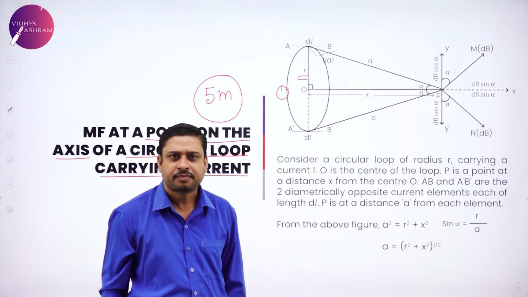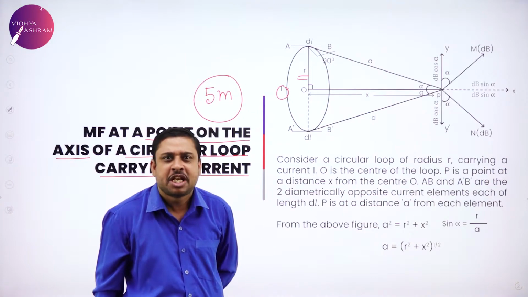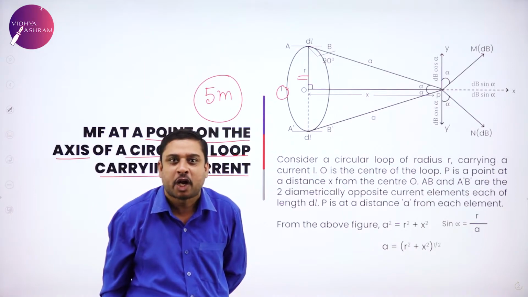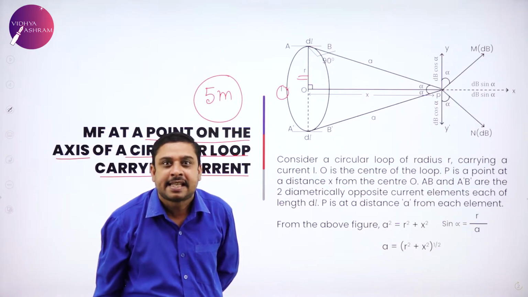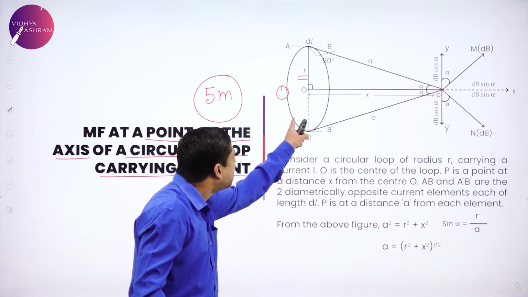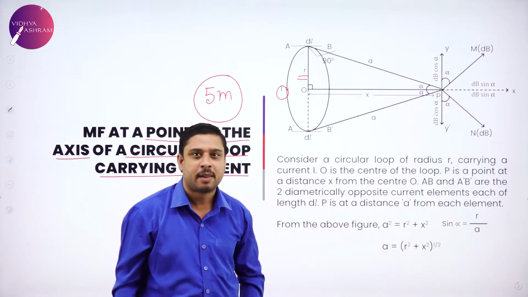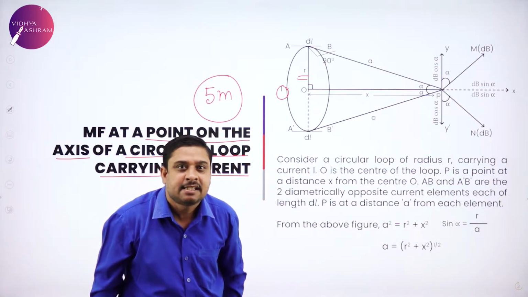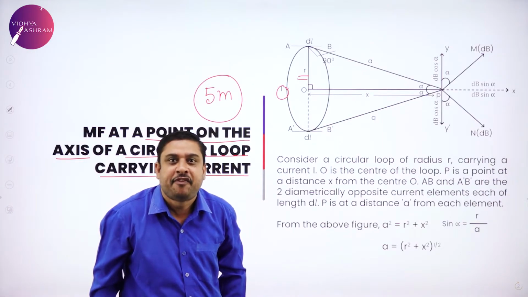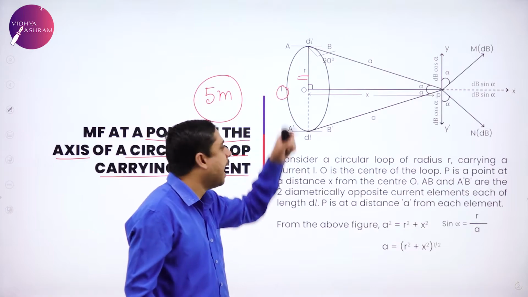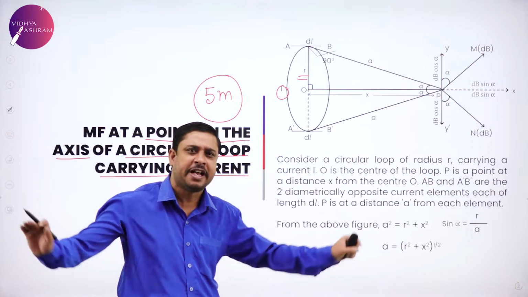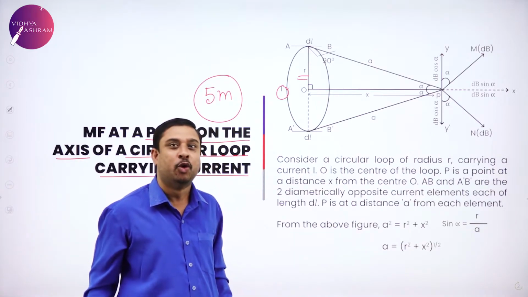Very simple. What is the shape of the conductor given? Sir, it is a circular loop. Very good. Circular loop means it is a circular coil. What is its radius? R. What is the current flowing through the coil? I. What is its center? O. Fine.